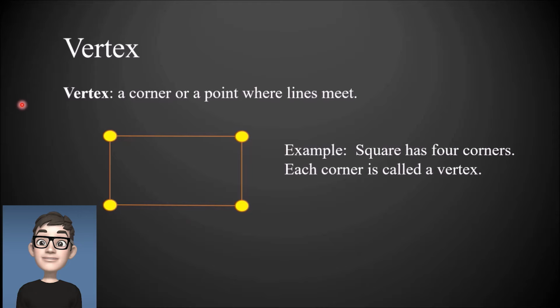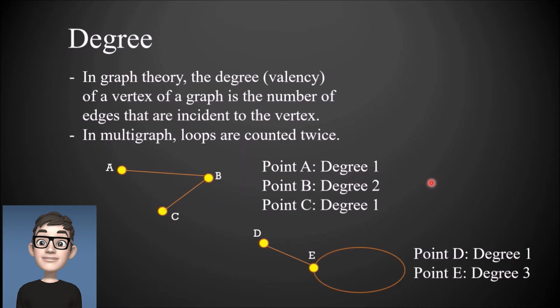My name is Dan Dongji, and I'm going to explain some of the basic concepts of this topic. Like, what is a vertex? A vertex is a corner or point where lines meet. For example, a square has 4 corners, 1, 2, 3, and 4, and each corner is called a vertex.